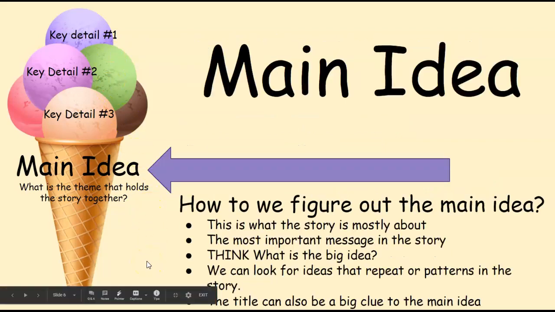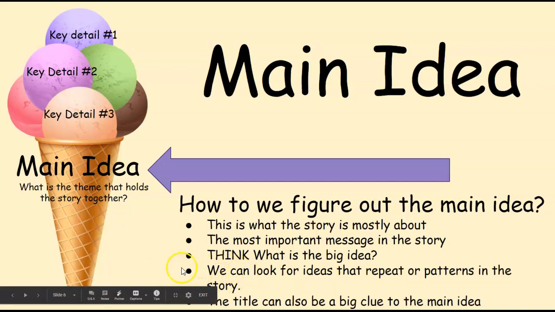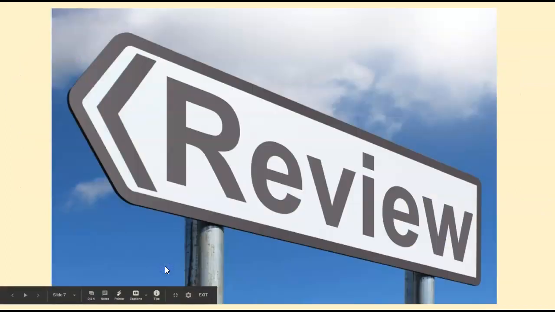The main idea is going to hold everything together. Remember, there is only one main idea. So how do we figure out the main idea? Well, we think to ourselves, what is the story mostly about? What is the most important message in the story? Think, what is the big idea? We can look for ideas that repeat or patterns inside the story. The title can also be a big clue to what the main idea is.